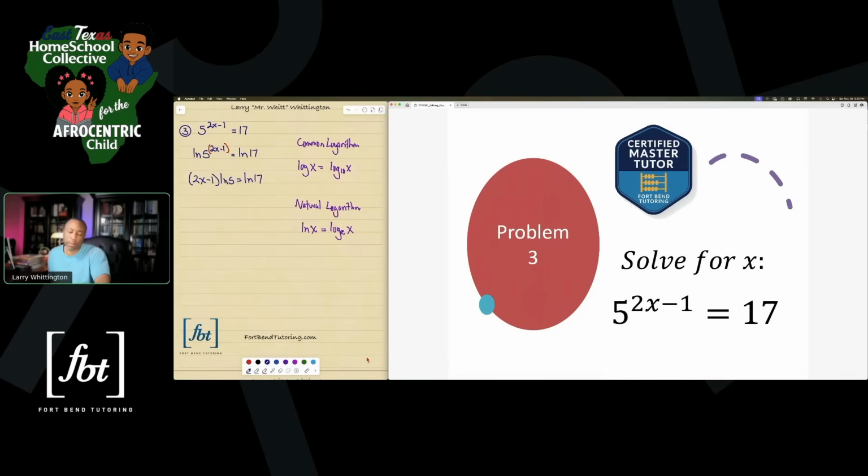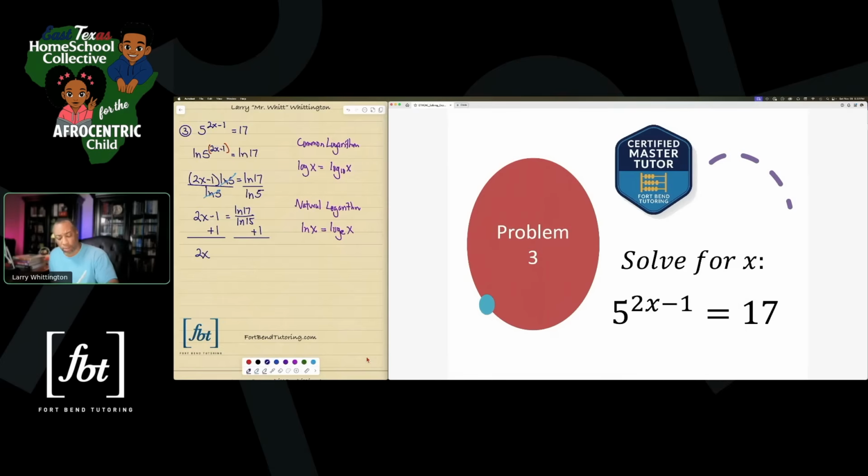And then what I can do next is divide both sides by the natural log of 5. So let's try that out. Dividing both sides by the natural log of 5, we have this. Then on the left side, the natural logs will cancel out. So I'm left now with 2x minus 1 equals the natural log of 17 divided by the natural log of 15. From here, Gage, I'm going to add 1 to both sides of the equation, like so. Just like this, line it up.